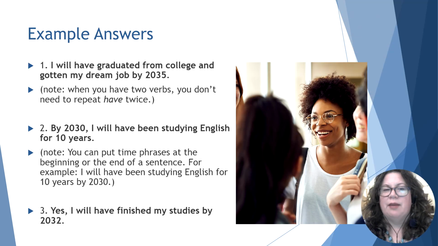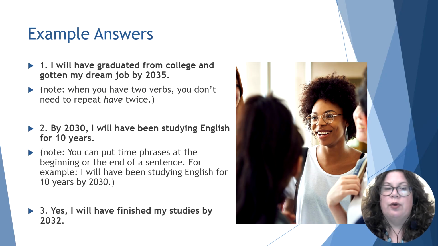All right, here are some example answers. Number 1, the question was, what will you have accomplished by 2035? Example answer: I will have graduated from college and gotten my dream job by 2035. Note, when you have 2 verbs, you don't have to repeat have twice. So we have graduated and gotten, but we only need to use have once. I will have graduated and gotten.